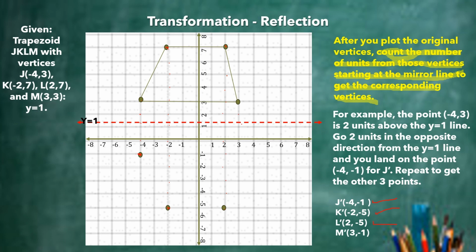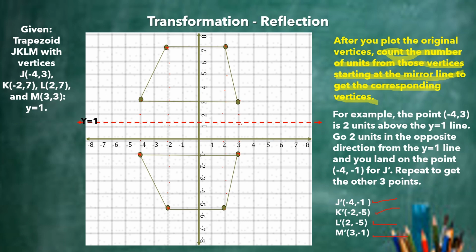And now we'll do the last point. You start here, you go up 1, 2 units, go back to your y equals 1 line, go in the opposite direction 2 units, and you get this point, 3 and a negative 1. And then you join them together, and you have now reflected trapezoid JKLM across the mirror line y equals 1.